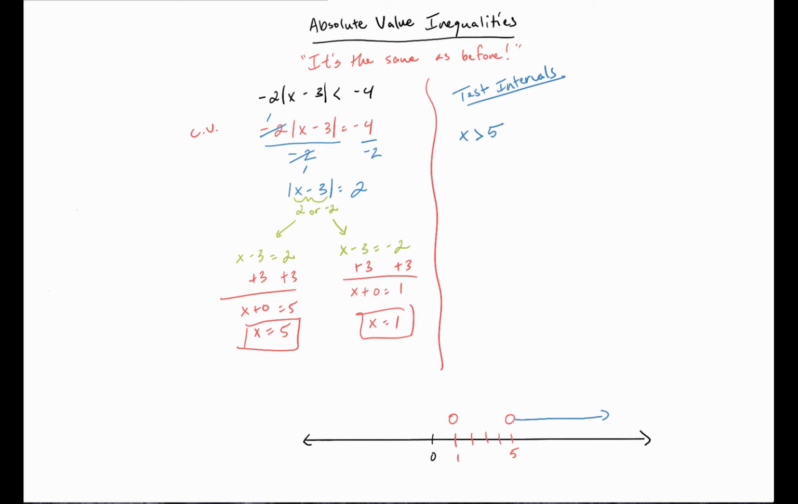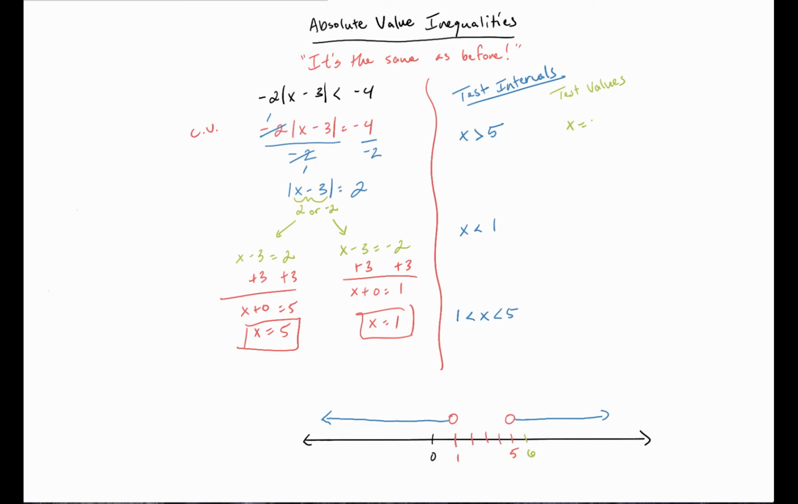And now I've got that x could be to the right, okay, of 5, greater than 5. X could be to the left of 1, less than 1. Or x could be in between 1 and 5. 1 is less than x, which is less than 5. So from there, I just pick values within those intervals.